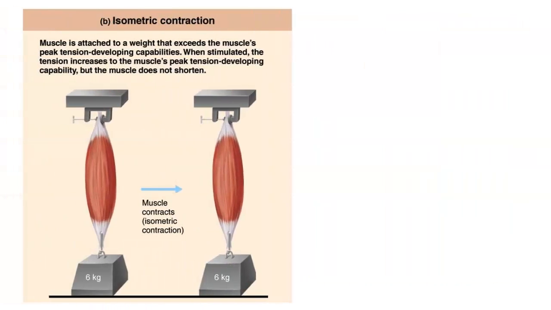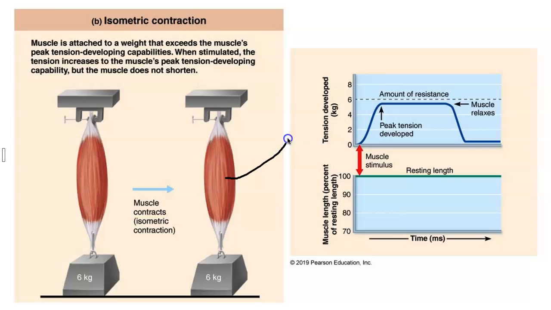The other type of contraction we see in the body is called isometric. Iso, equal, metric, measurement. That is when the muscle develops tension, but the measurement does not change. So in this example, we can see that they doubled the weight. They're putting a 6 kilogram weight at the bottom of the muscle. The muscle contracts, and the muscle is not moving the weight. The weight is too heavy. So why is this happening?